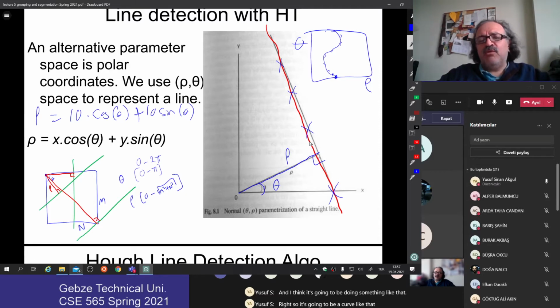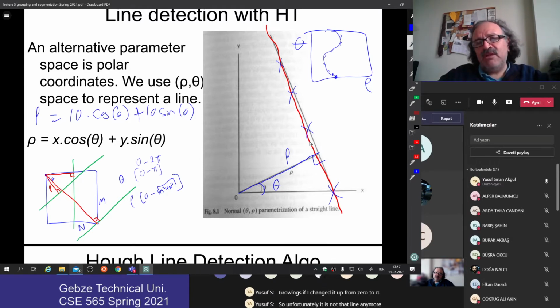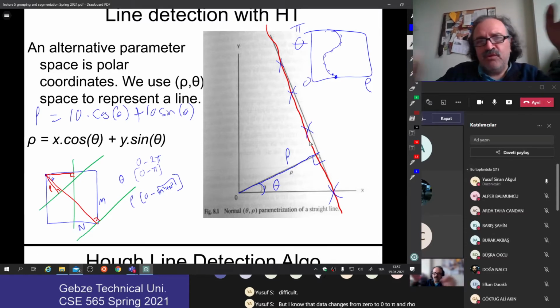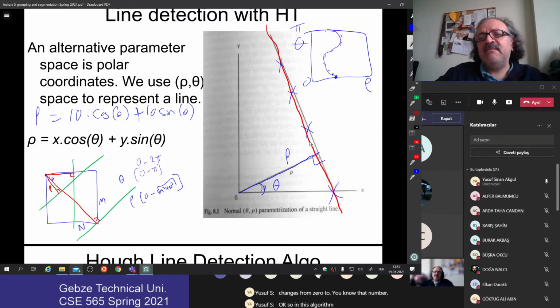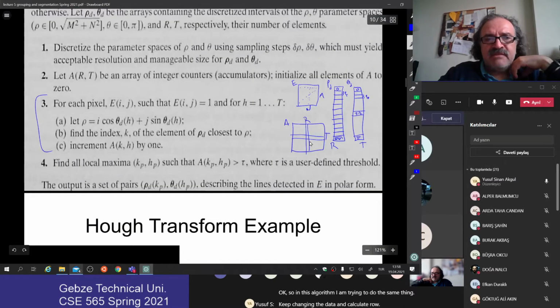If I complete all of my drawings, if I change theta from 0 to pi, unfortunately, it is not a line anymore. Voting is more difficult. But I know that theta changes from 0 to pi, and rho changes from 0 to that number. Okay? So in this algorithm, I am trying to do the same thing. Keep changing theta and calculate rho. That's what I am doing.